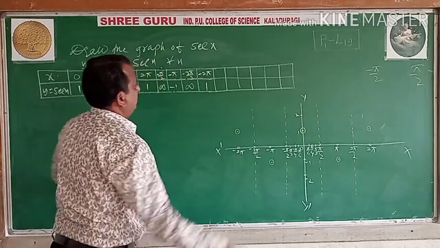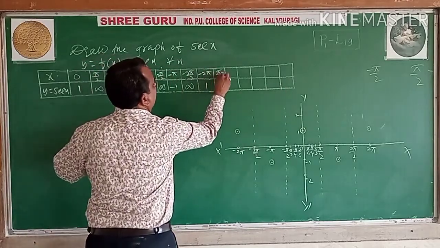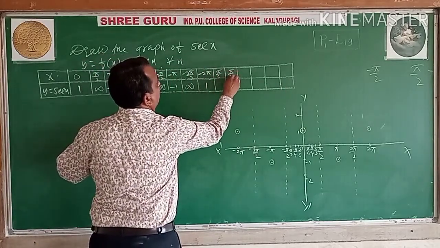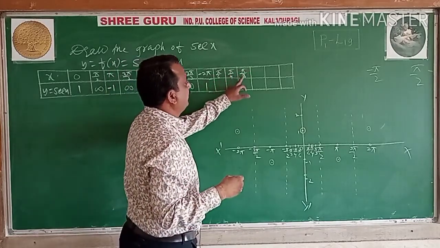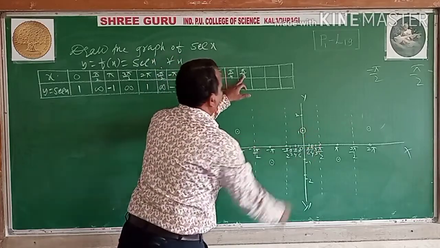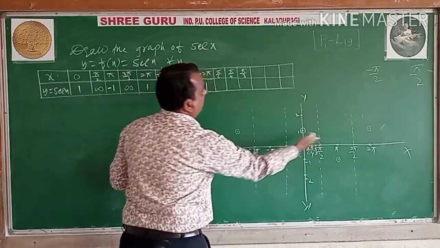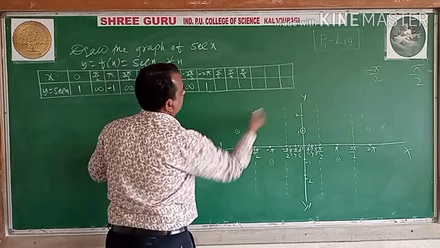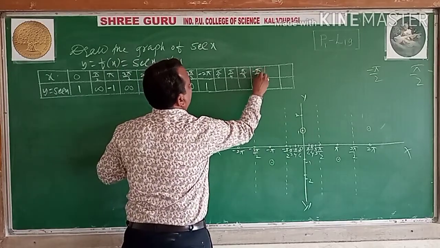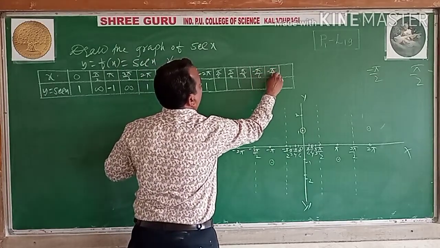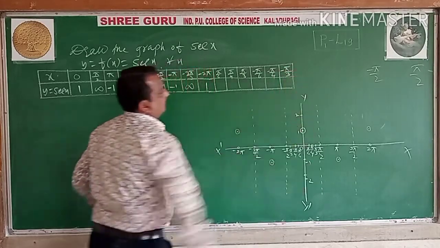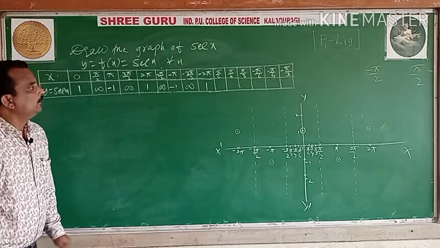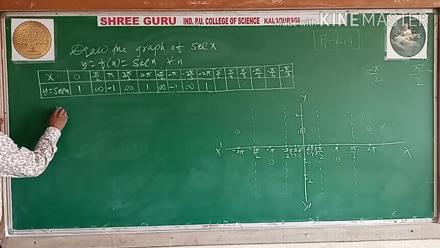Now see what we have taken: pi by 6 is 30 degree, pi by 4 is 45 degree, pi by 3 is 60 degree, then at 90 we have an infinity line. Minus pi by 2 to plus pi by 2. On this side the negatives: minus pi by 6, minus pi by 4, minus pi by 3. Now let us calculate here.